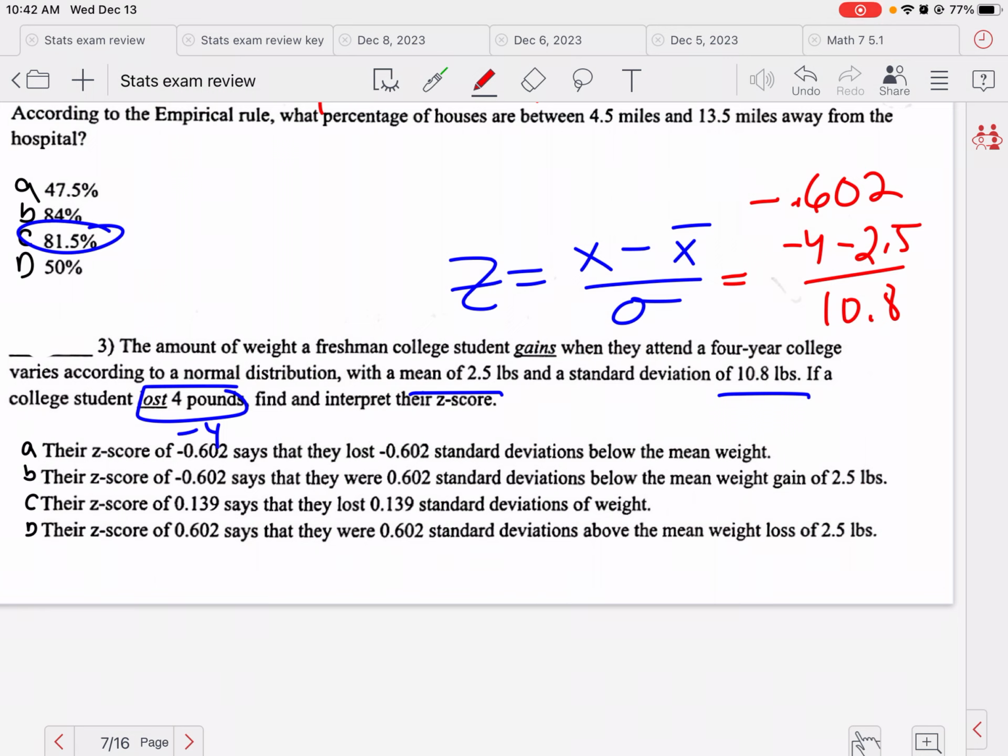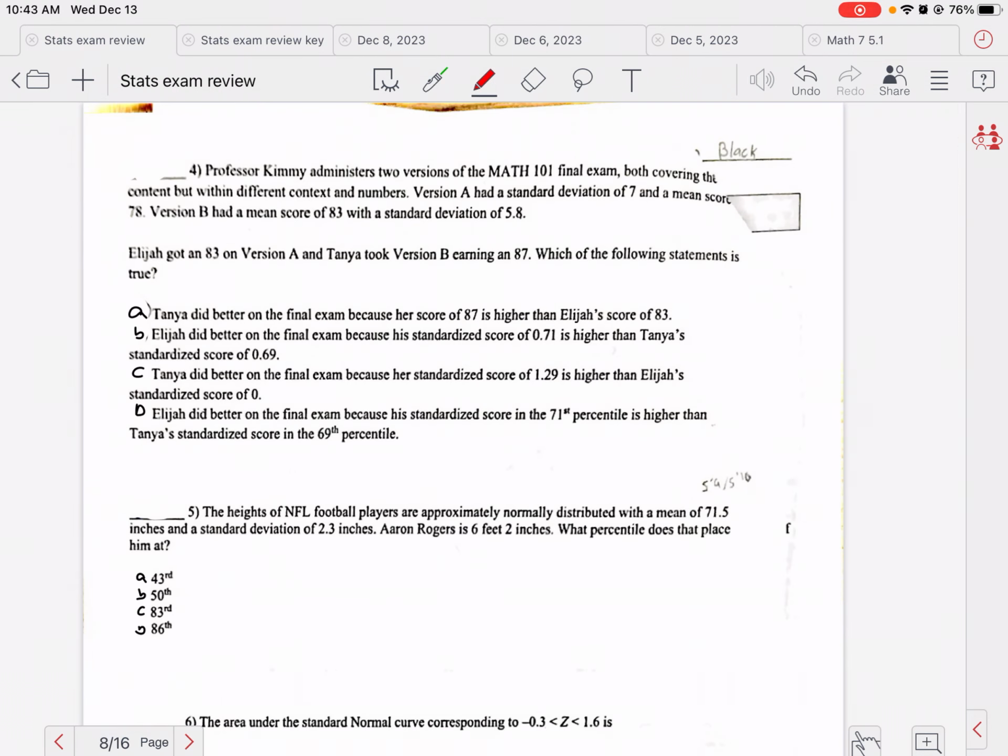B is their z-score says they are 0.602 standard deviations below the mean weight gain of 2.5 pounds. C is the 0.139, which we didn't get, and their z-score is 0.602, says they are 0.602 standard deviations above the mean. Well, we're definitely not above the mean because we're negative, right? And we are below the mean, so we want it to be this one, but we don't want to say it's negative below the mean because that means we're actually above the mean, okay? So B is our best answer.